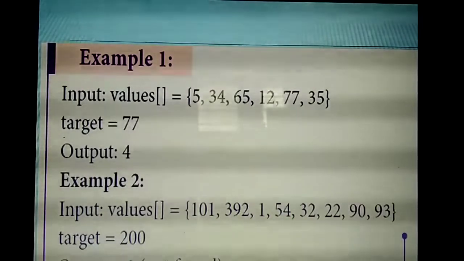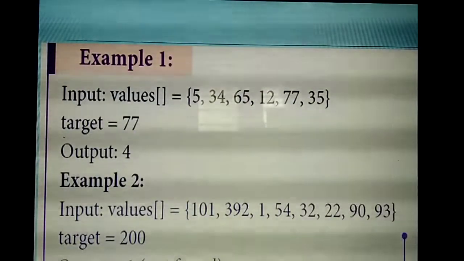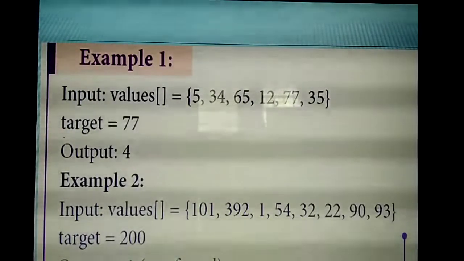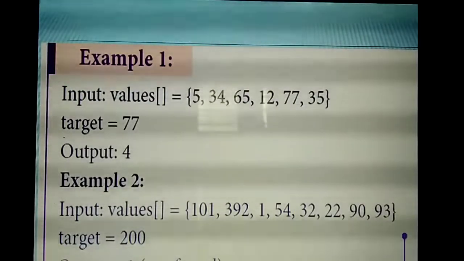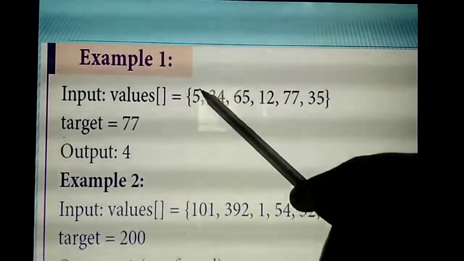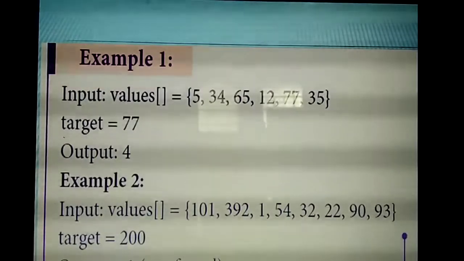What's the target value? 77. You need to write the index of the particular element. So always it will, like the last algorithm you have studied, return what? The index value of the particular element. So what's the index value of 77? 0, 1, 2, 3, 4. So the output will become 4. Understand now? See the next example.